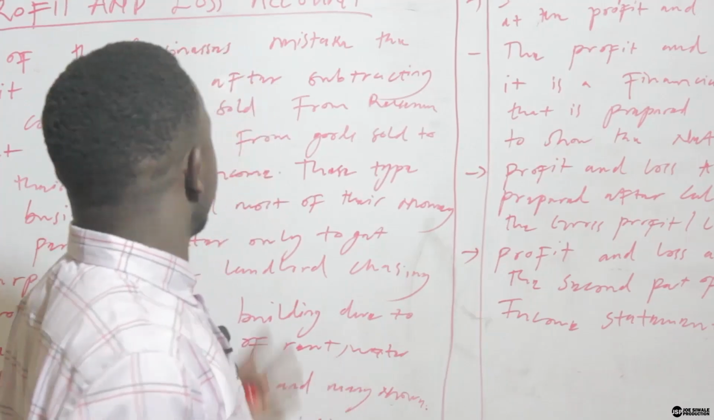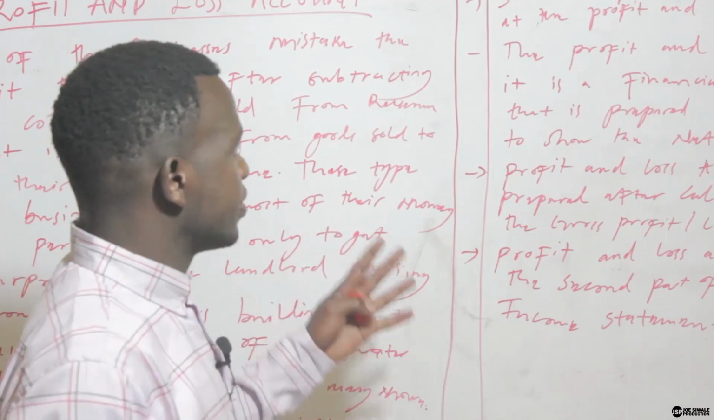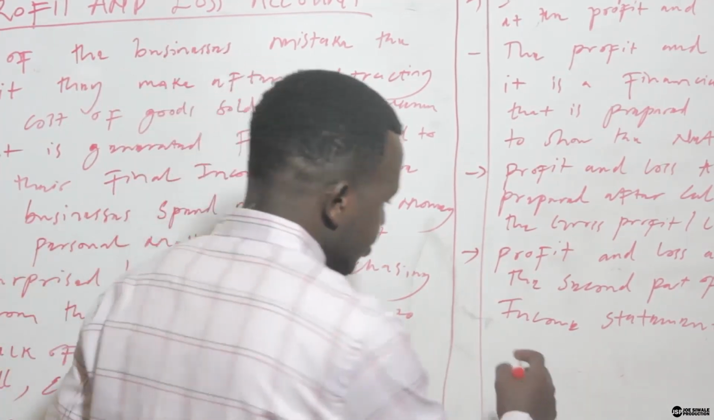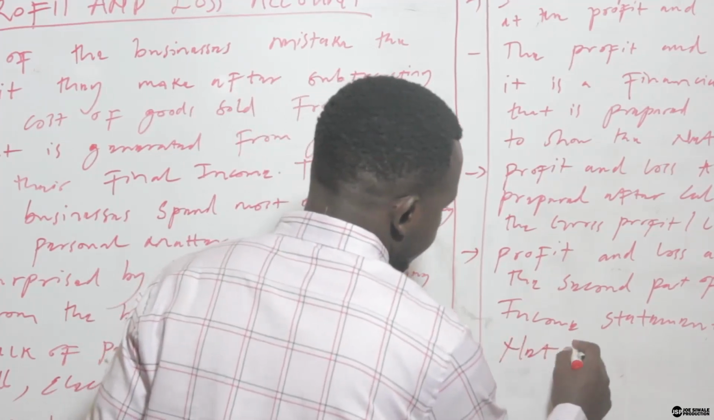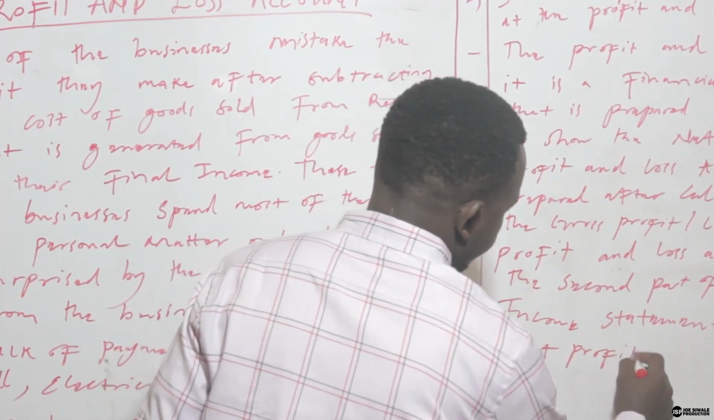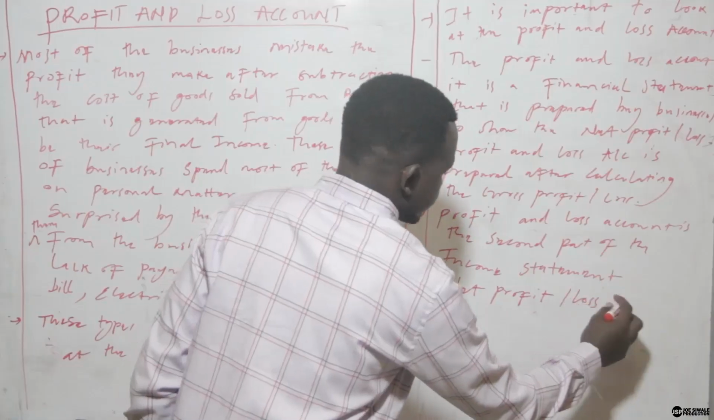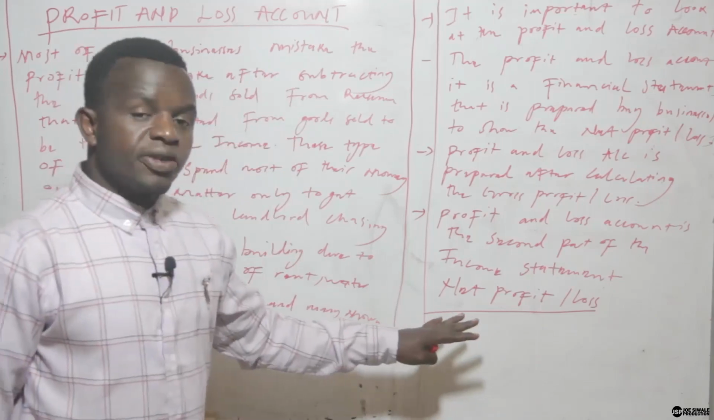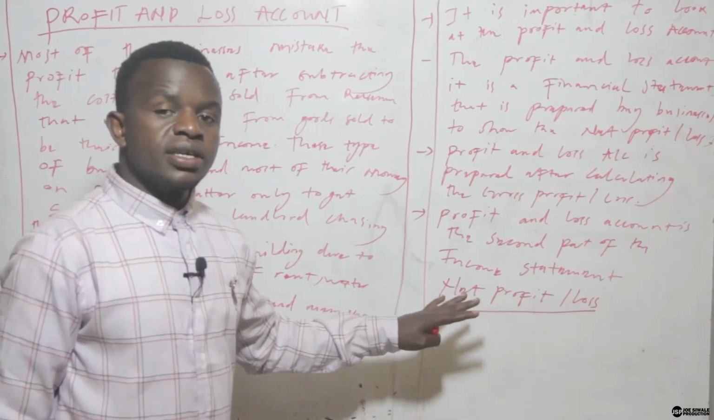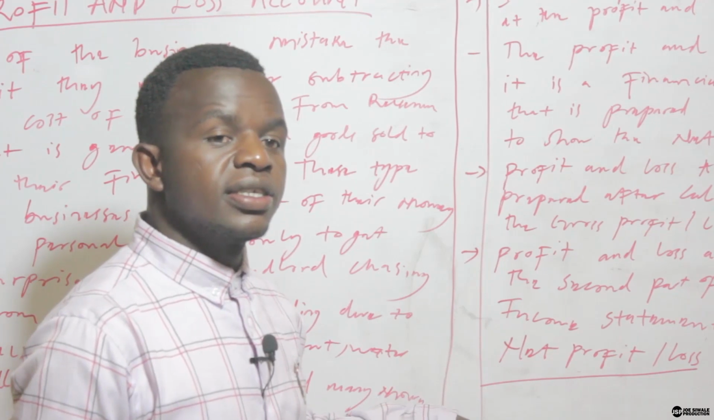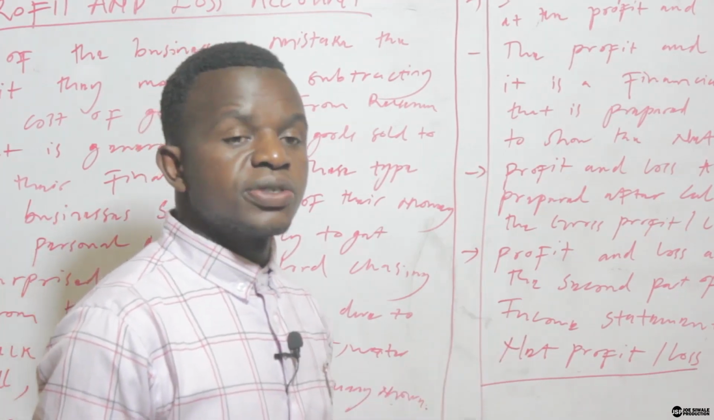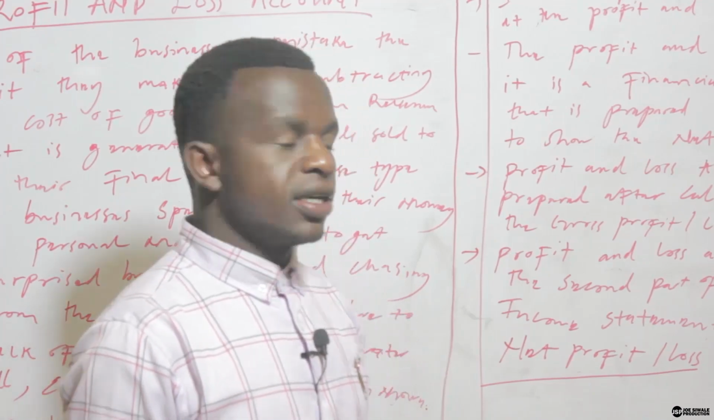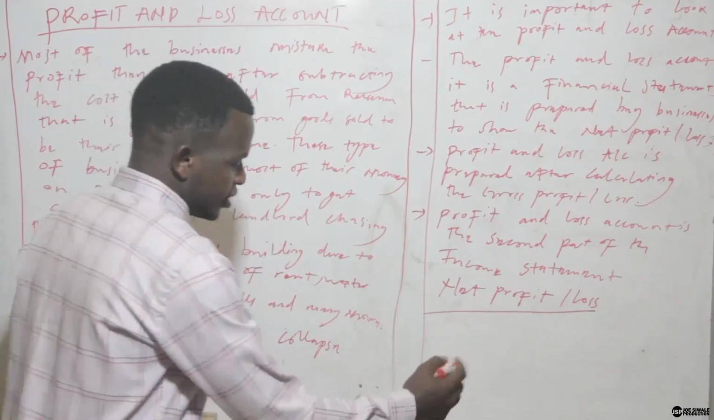And since we have looked at the definition of the profit and loss, let us now look at how we can calculate the net profit or loss. So the net profit or loss can be calculated by subtracting the operating expenses, which are also referred to as the indirect expenses, from gross profit. So we can use this formula.